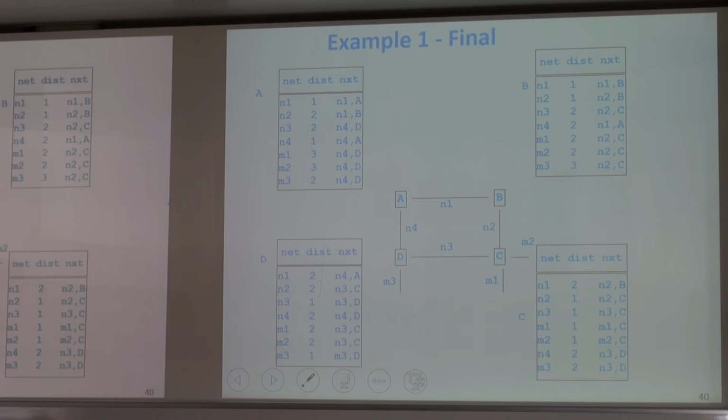Now, A had 2 alternate paths to M2. It has picked one of the 2.